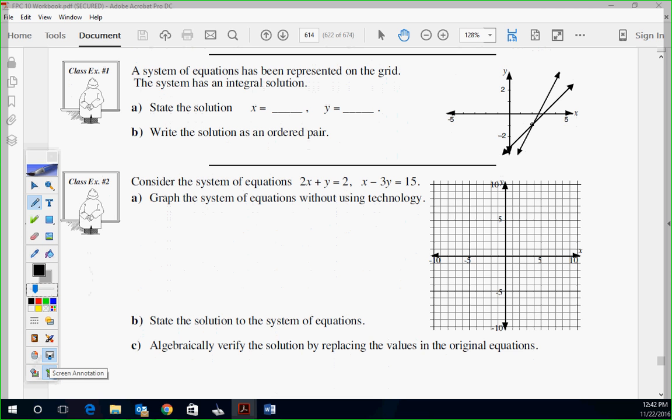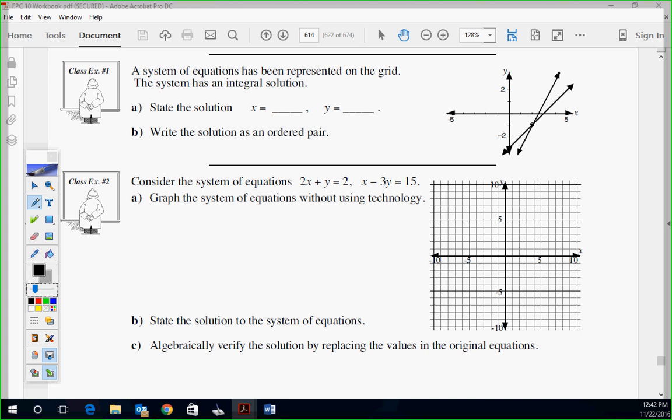A system of equations has been represented on the grid. The system has an integral solution. So integral means what? You guys should know this from general form definition. What does integral mean? You should know this from number. Integer, what does integer mean? When they're saying that, what are they telling you? Opposite. They're saying it's a whole positive or negative number. I thought you said it's a fraction. Oh, sorry, I just heard the last part. You were correct, Caleb. So no decimal or fraction, positive, negative. Okay, perfect. So state the solution.